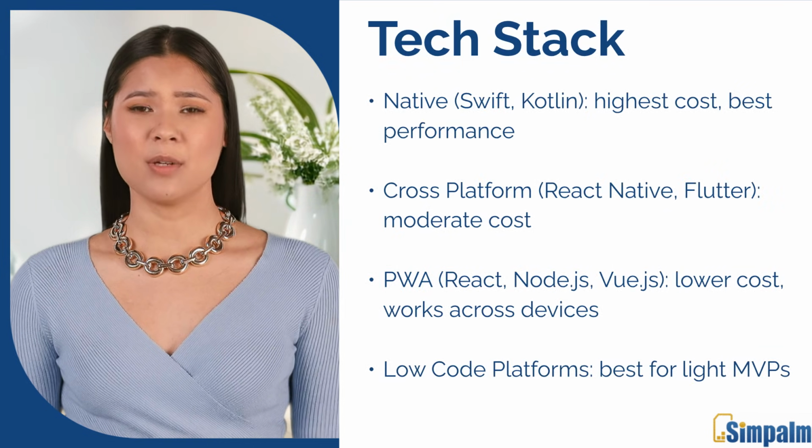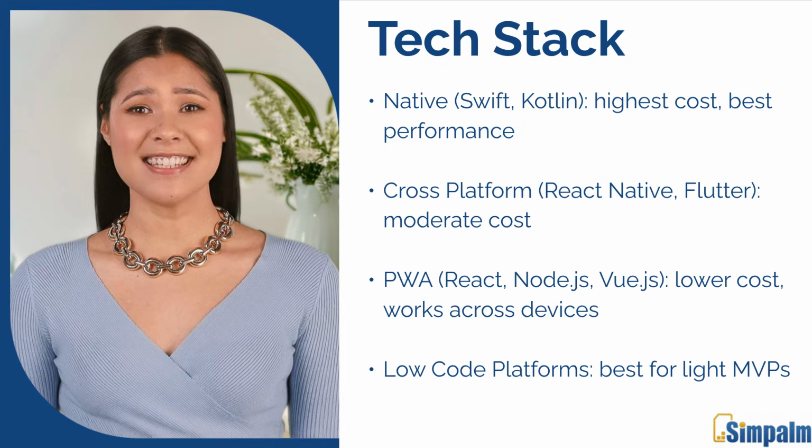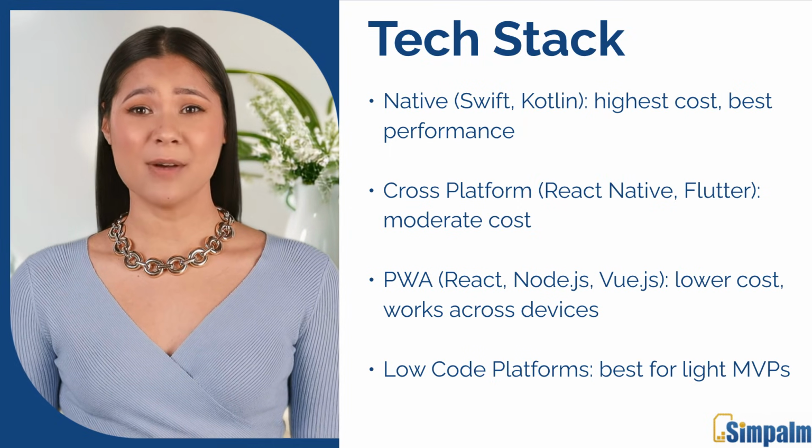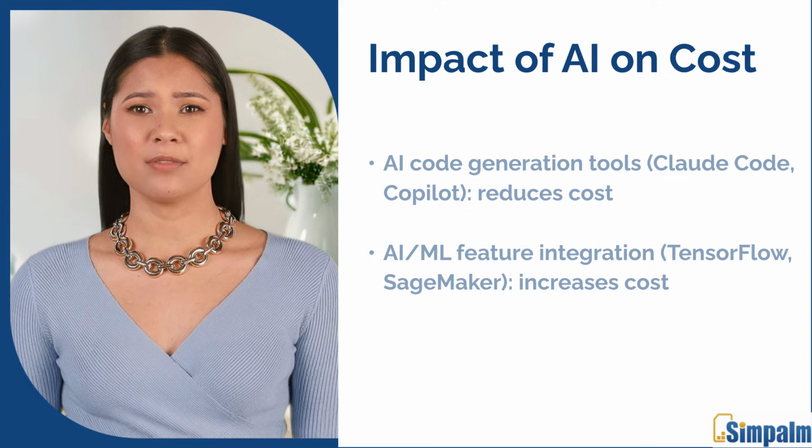Native development using Swift and Kotlin needs two separate developers, which increases cost. Cross-platform frameworks use a single codebase for both platforms, which is more affordable. Sometimes you may not even need a downloadable app, and a progressive web app or web app can work just as well for less. AI is changing app development cost in two very different ways.